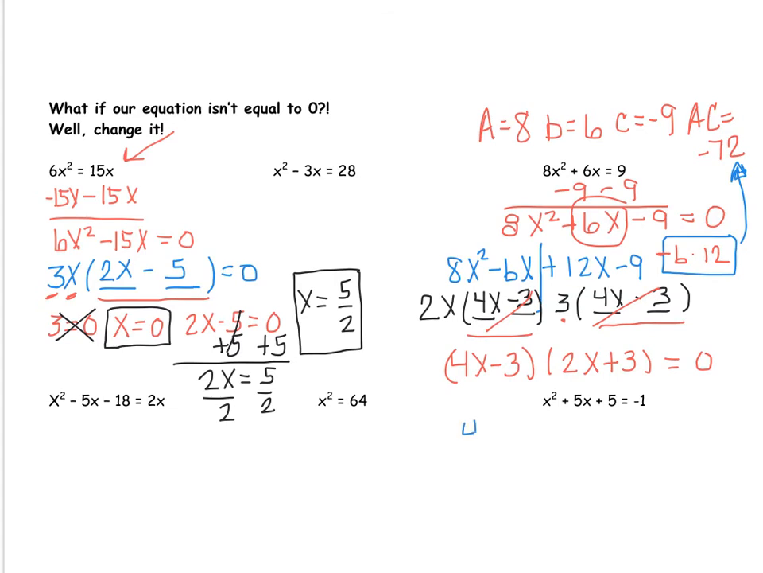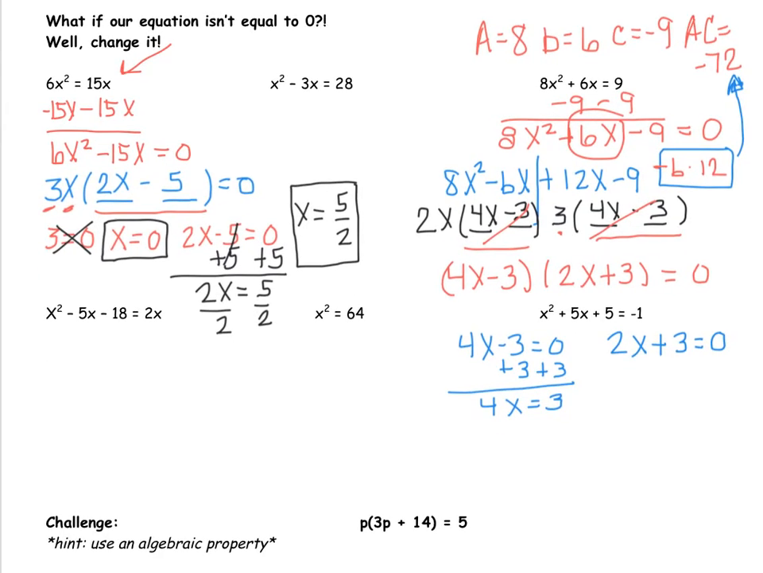So I take 4x minus 3 equal to 0. I take 2x plus 3 equal to 0. And I solve each of them separately. So I'm going to add 3. 4x equals 3, and then I'm going to divide by 4. So my first answer, x equals 3/4.